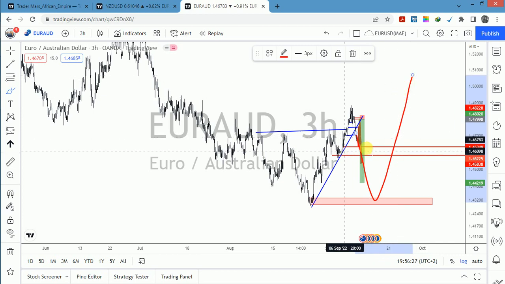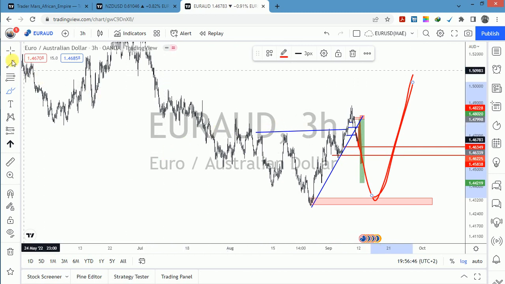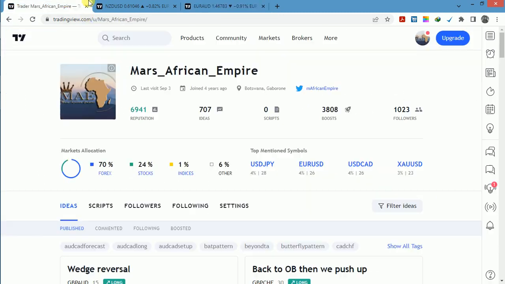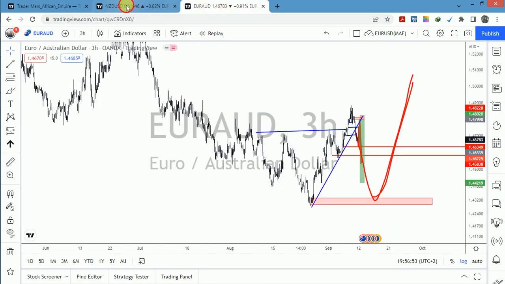So now we are going to take advantage of that move. We're going to take advantage of that sell move, and then we'll see how it reacts when it gets to this point. Then we can also take advantage of the buy opportunity there. That is for EURAUD. We have NZDUSD so far, EURAUD.